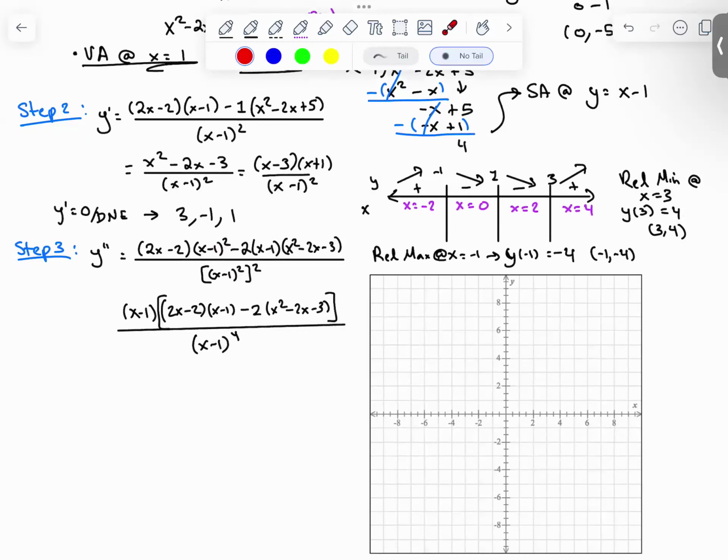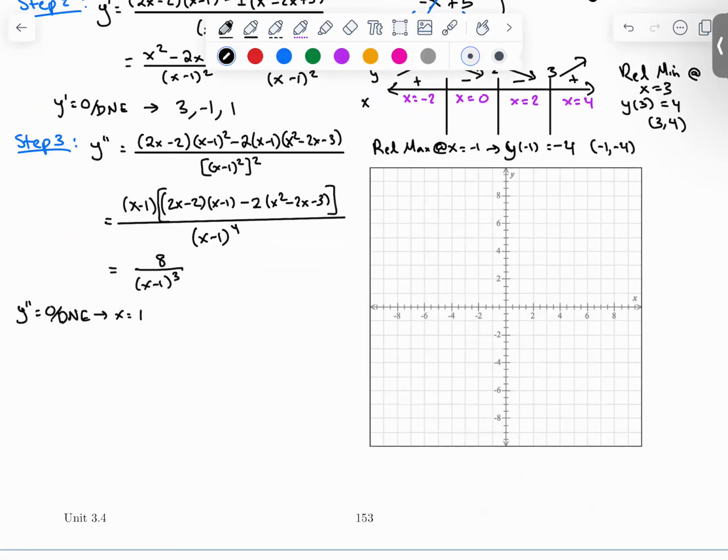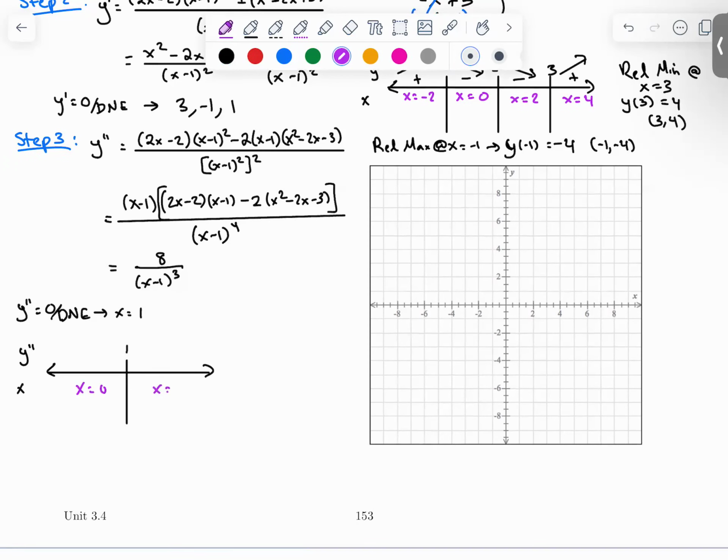And then if you do go ahead and FOIL that, which I think you should do on some scratch paper, you will end up with, surprisingly, just 8 divided by x minus 1 cubed. So setting y double prime equal to 0 / dne, you will just get x equals 1. And so we'll make a small sign chart right down here. Doesn't need to be big because we only have one important value. 1, y double prime, x. Let's plug in x equals 0 and x equals 2.